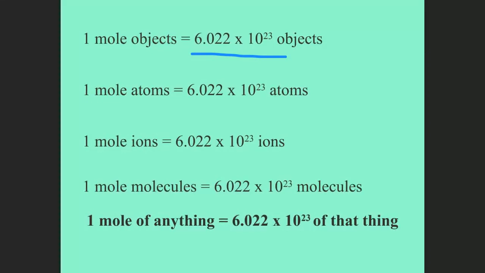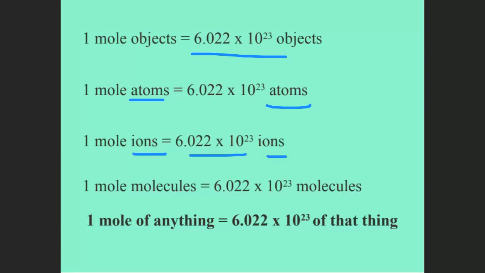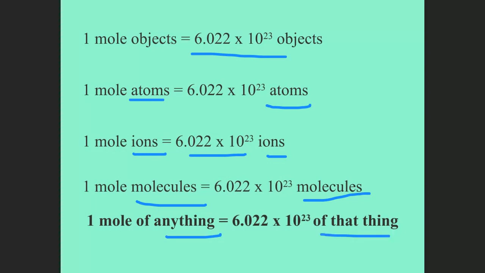Now the thing is, how can we represent 1 mole of objects? 1 mole objects equals 6.022 times 10^23 objects. 1 mole atoms means 6.022 times 10^23 atoms. Look here. 1 mole ions represent this number of ions. 1 mole molecules represent this number of molecules. Now the trick: 1 mole of anything means this number of anything. Now you got it? So 1 mole of anything should contain this number of particles. This is the fixed number, okay? Just a number, first thing.